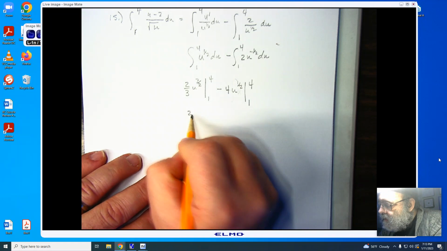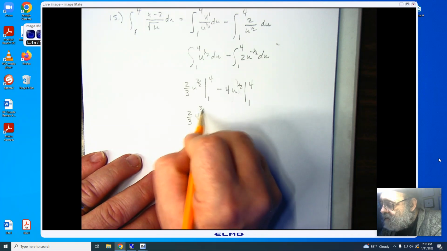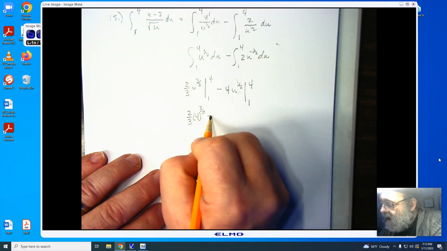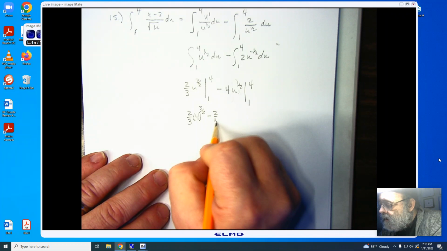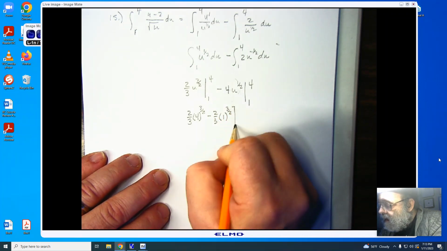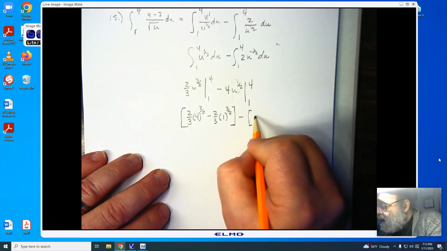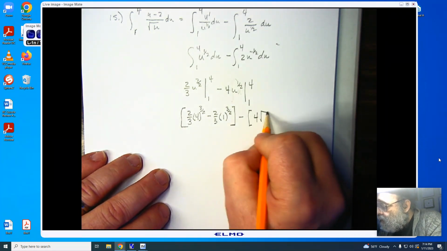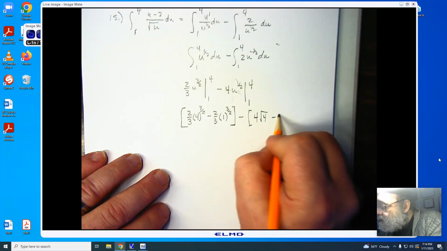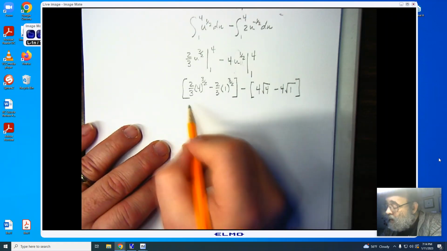So here we have 2/3. I'm going to put in my 4. This is to the 3 halves power. Then I have minus 2/3, 1 to the 3 halves power. That's the first piece. Then I'm subtracting, and I now have 4 square root of 4 minus 4 square root of 1. And this is what I'm working with.